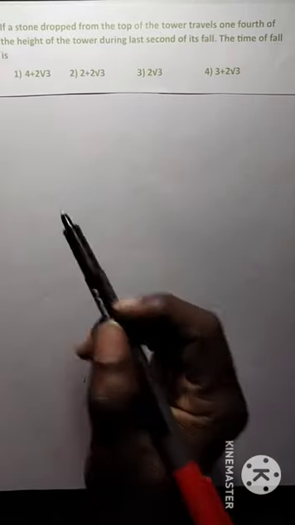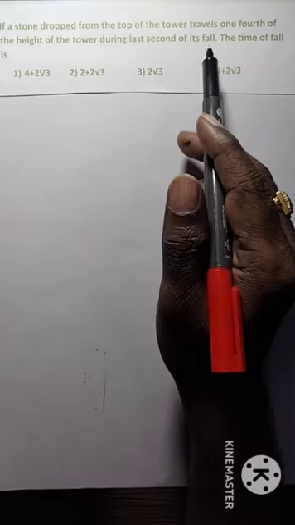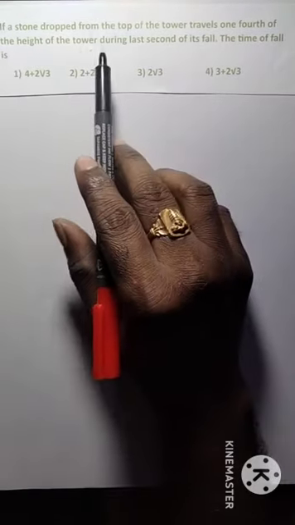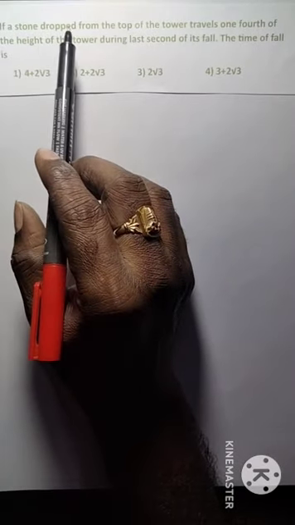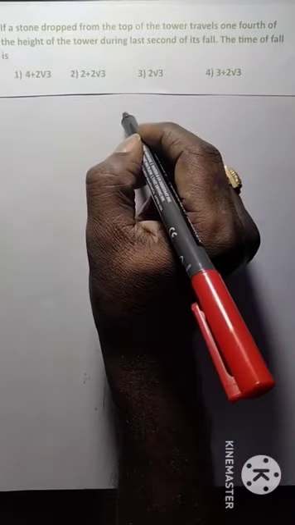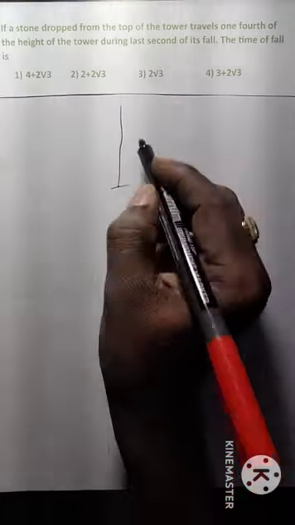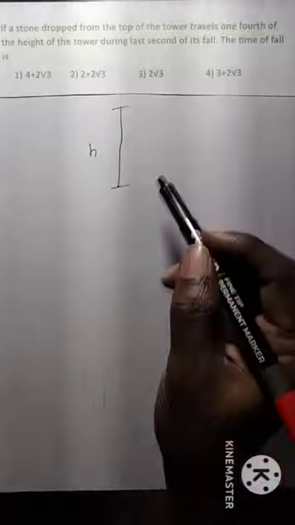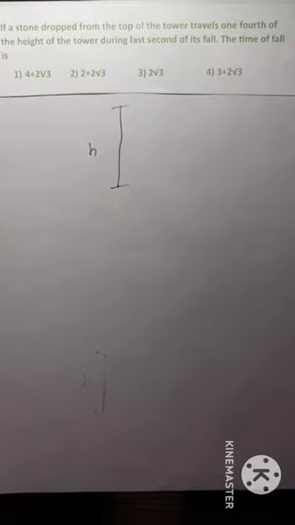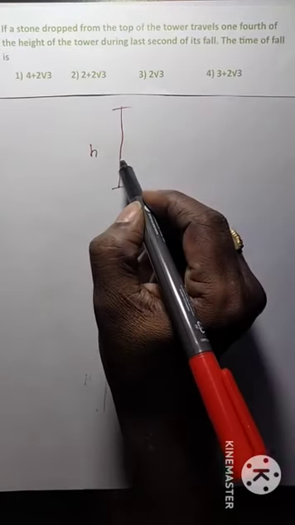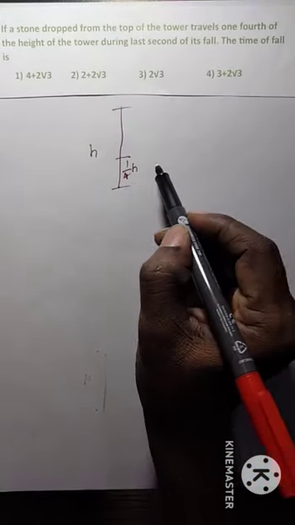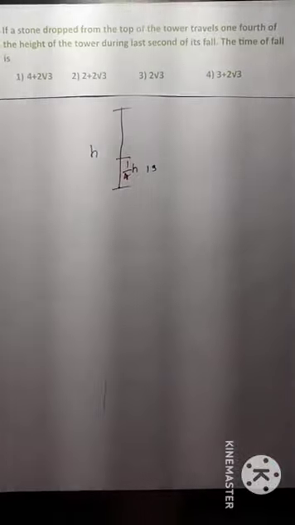Next problem. A stone is dropped from the top of the tower, travels 1/4 of the height of the tower during the last second of its fall. The time of fall is? There is a stone dropped from the top of the tower. So we don't know the height of the tower. Actually we are taking the height of the tower as h, and 1/4 of the height of the tower is covered during the last second of its fall. In the last second it is covering 1/4 of its total height.